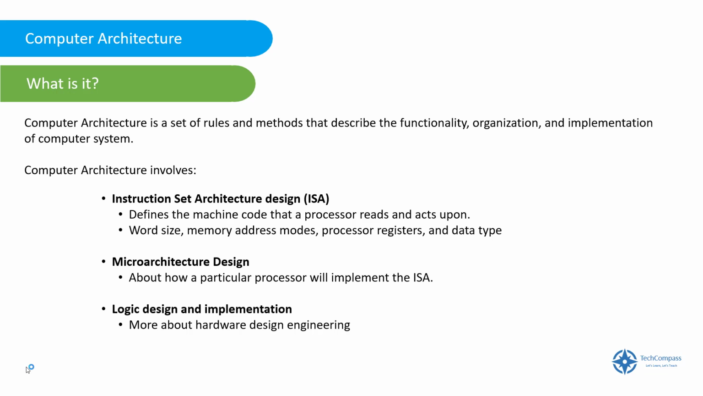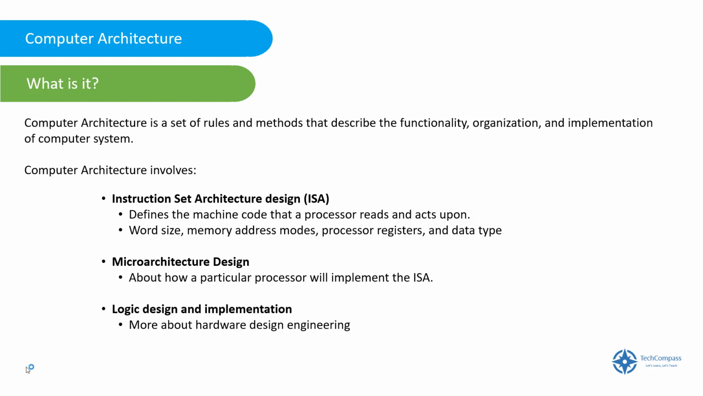Let's move on. What is it? Computer architecture is a set of rules and methods that describe the functionality, organization, and implementation of a computer system. Computer architecture involves mainly the below operations: instruction set architecture design, microarchitecture design, logic design, and implementations.